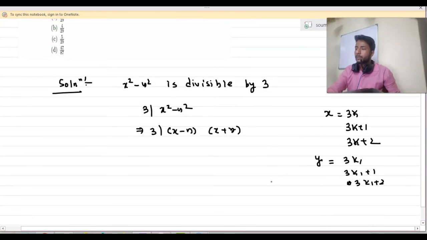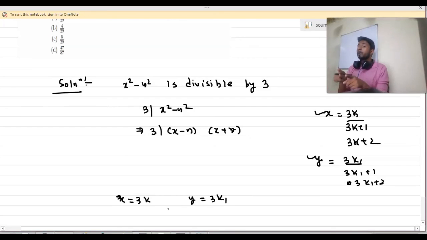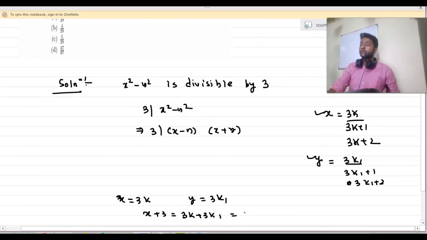Now observe that if x and y are both of the form 3k, that is x equal to 3k and y equal to 3k1, in other words x and y are both divisible by 3. If x and y are both divisible by 3, then I can say that x plus y is equal to 3k plus 3k1. That is, if we take 3 as a common factor, I can write it as 3 times k plus k1.